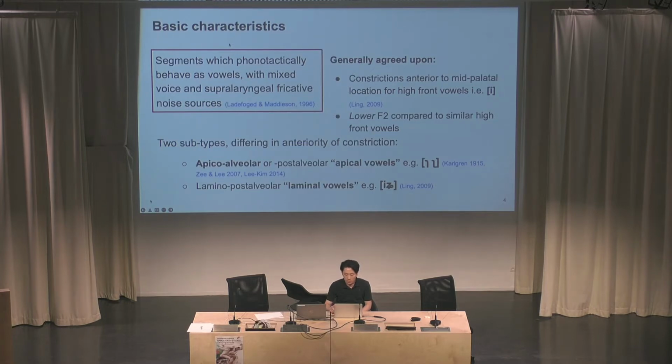There are two types we will be referring to here: apical alveolar vowels, which have the most anterior constriction and are transcribed with these symbols here. Second, there are laminal post-alveolar vowels, which we will transcribe using these ad hoc symbols here.